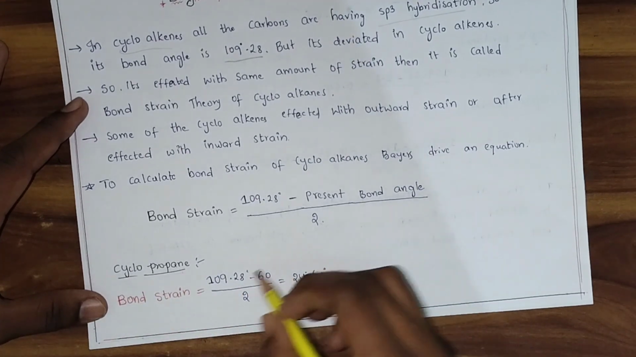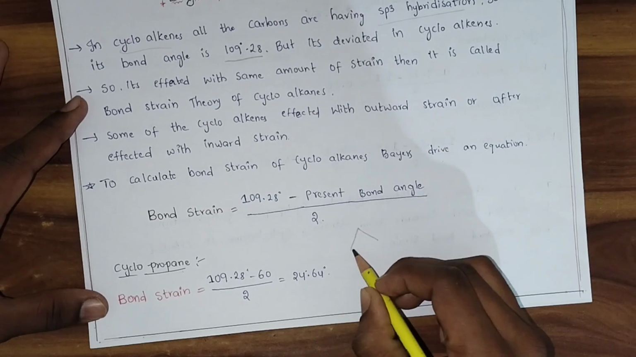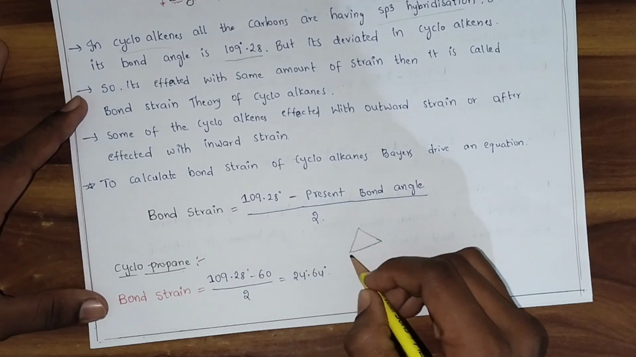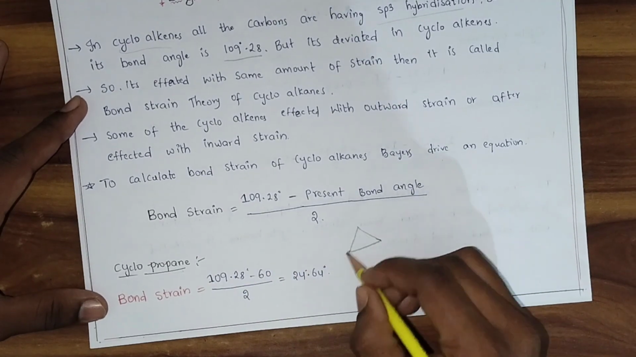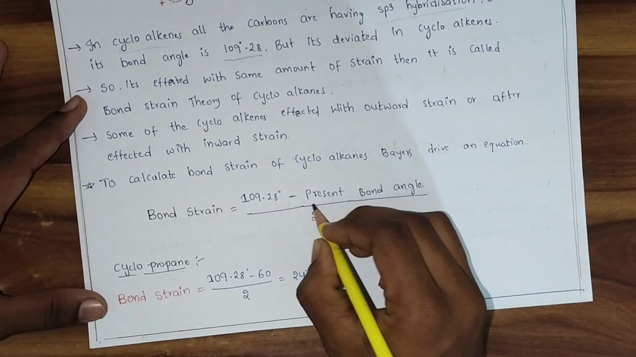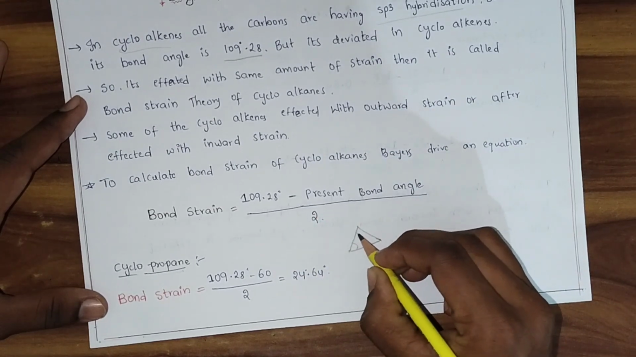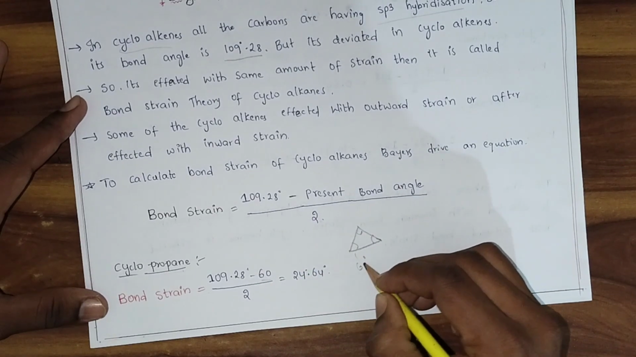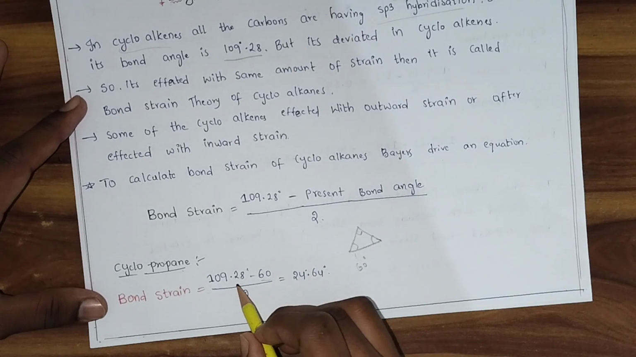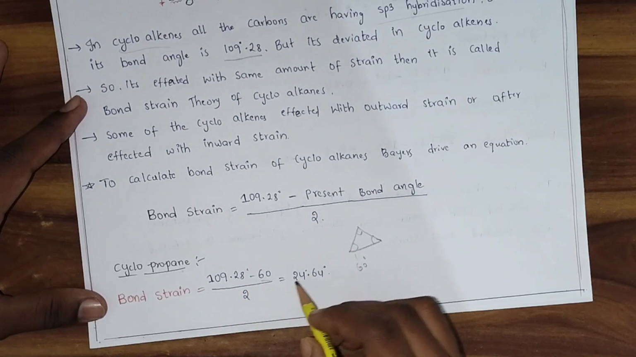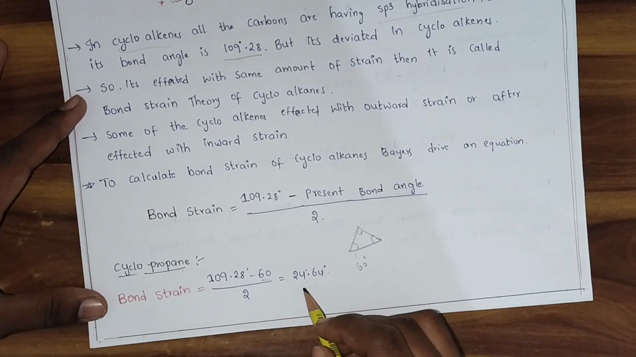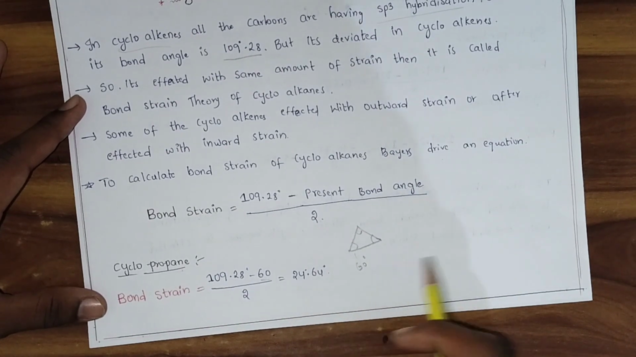For example, let us take cyclopropane. Propane means 3 carbons, and it is in cyclo form. What is its present bond angle? The present bond angle is 60 degrees. So 109.28 degrees minus 60, divided by 2, is equal to 24.64. Its bond strain is 24.64 degrees.